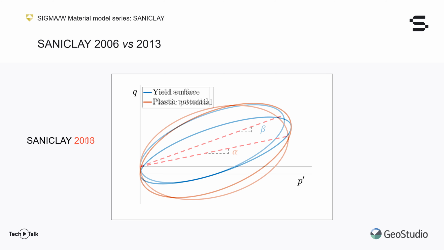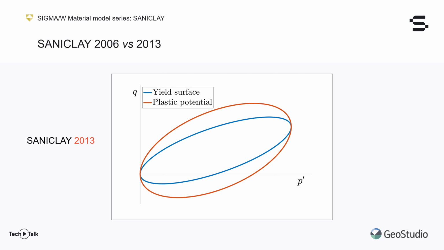SANICLAY 2013 is a touch simpler in that regard, as alpha and beta are made equal at all times, internally. This means the yield and plastic surfaces always share the same inclination in SANICLAY 2013. The model still remains non-associated, since N and M can take distinct values, which will make both surfaces also distinct from one another. Interestingly, making both values equal would make the model associated.